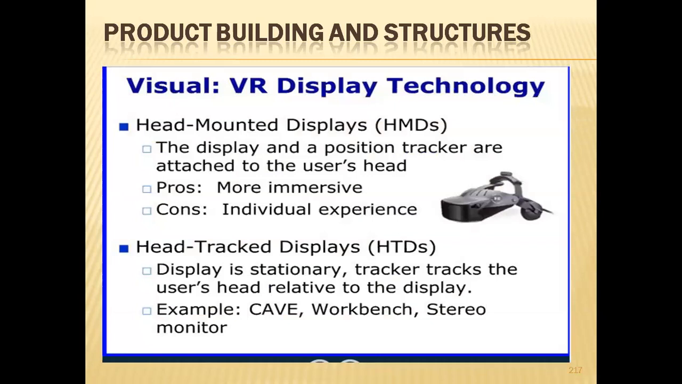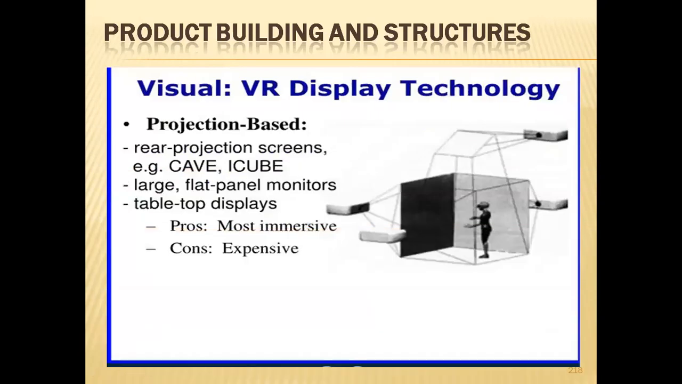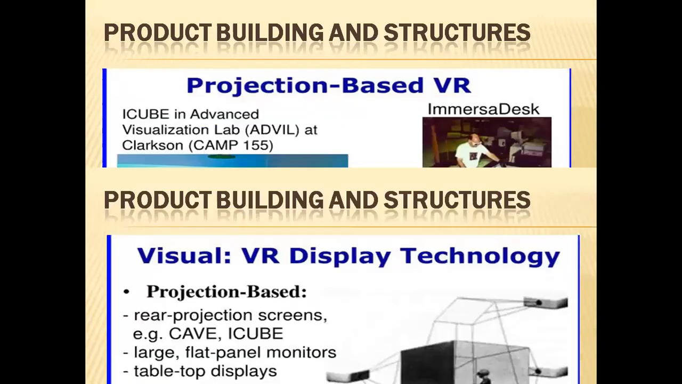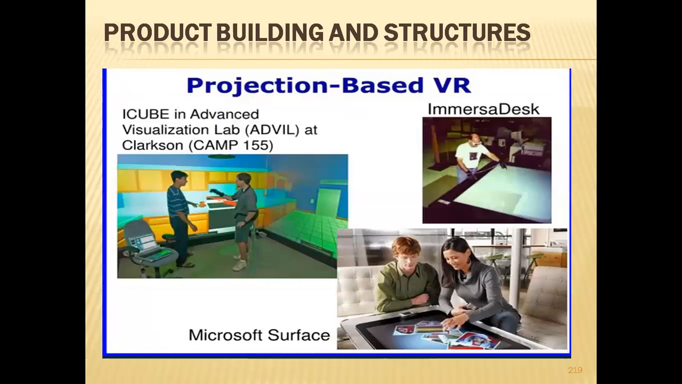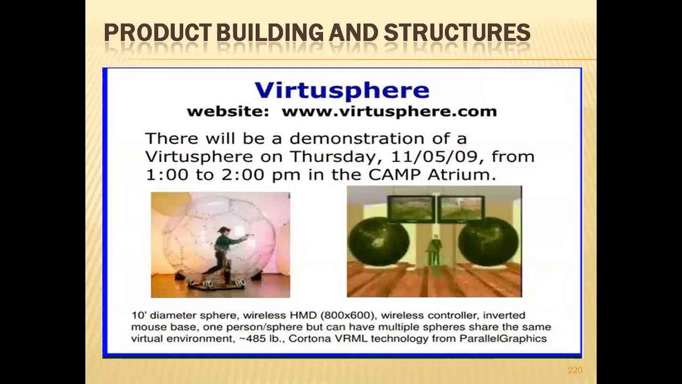One is head mounted displays, head tracked displays. These are examples of those headgears or devices which will help you to see the virtual reality. This is projection based. See, spatial representation in 3D. So these are some of the projection based VR which we are talking about. This is an example of a virtual sphere which you can even access on the website.